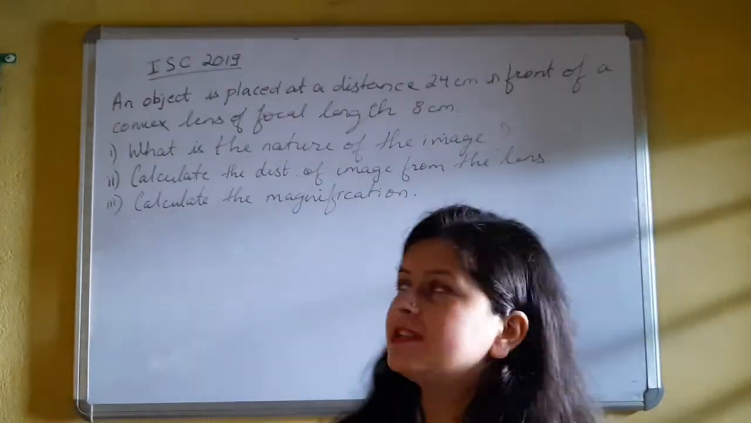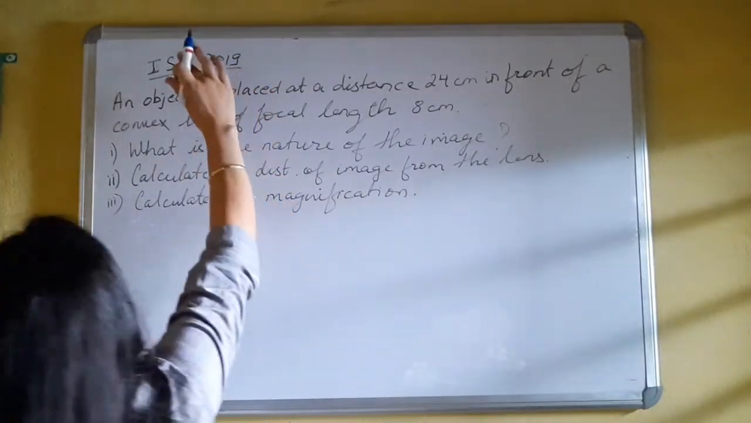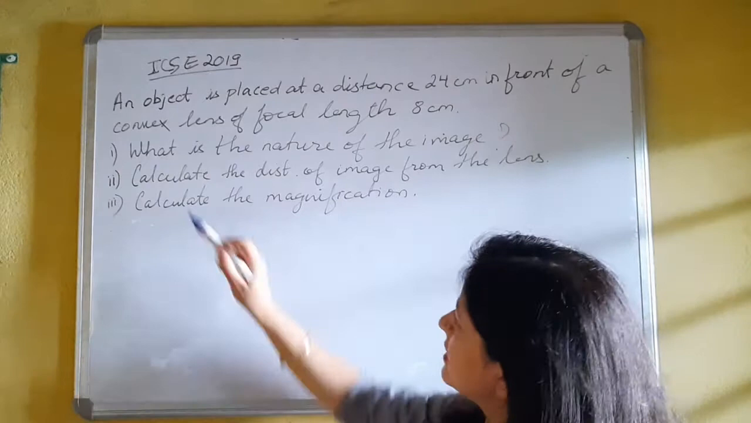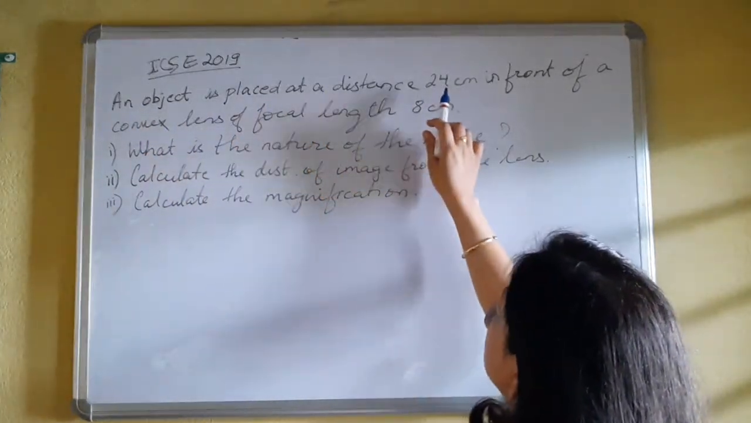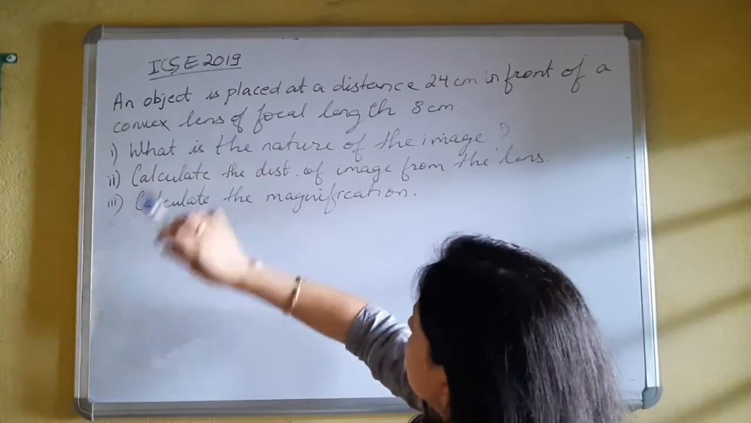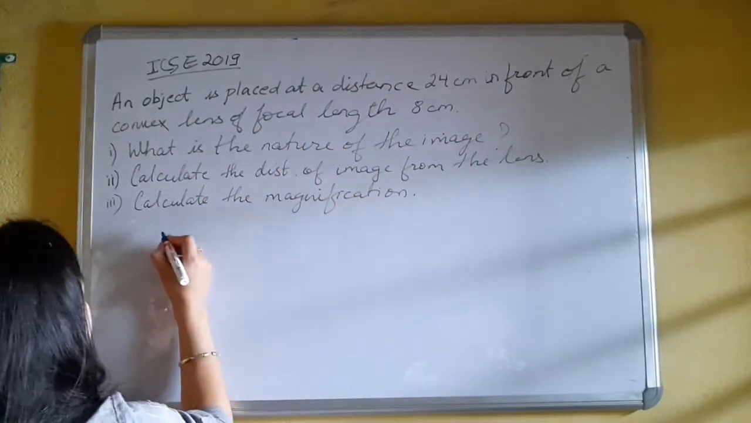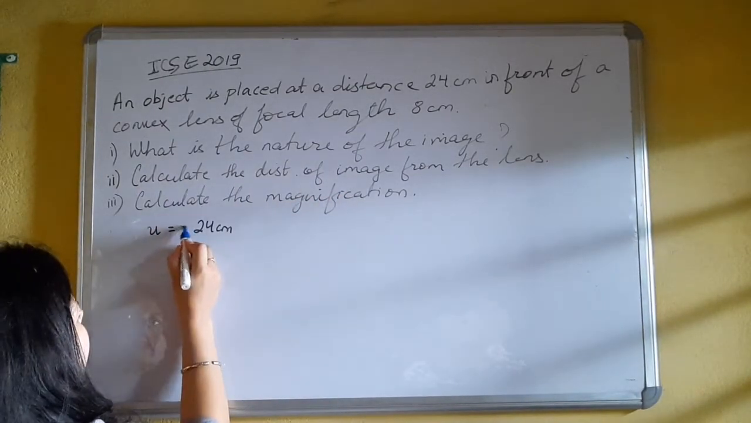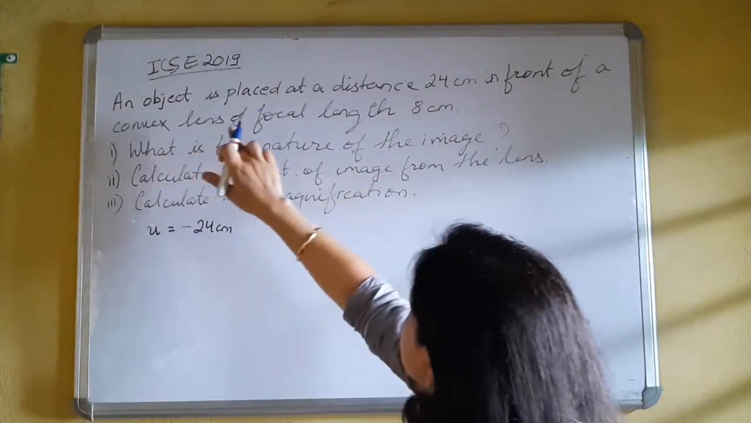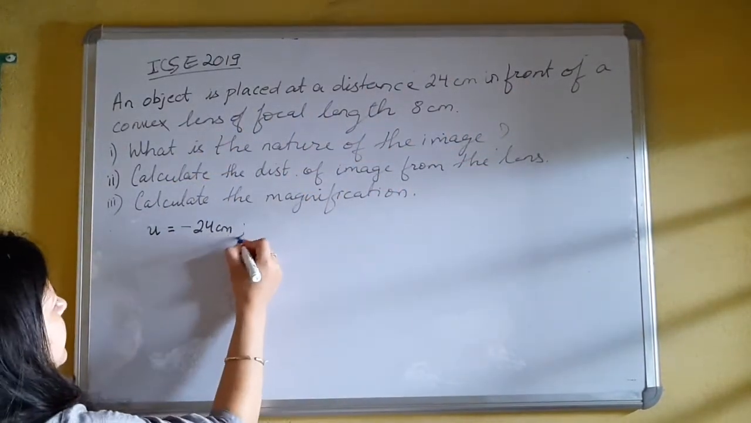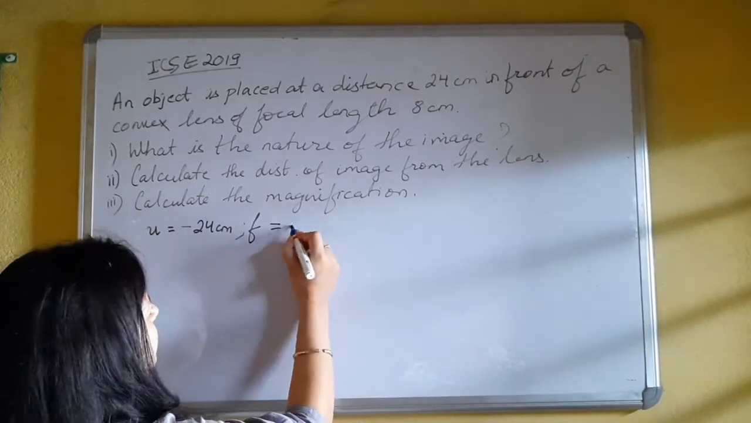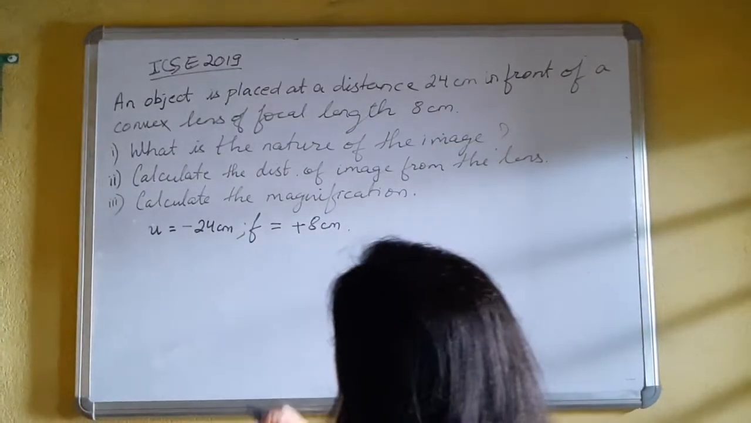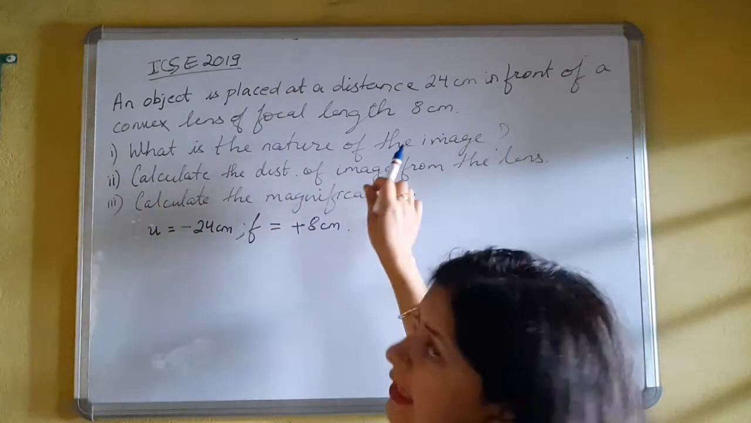Alright, now let us proceed to solve the question that was asked in ICSE 2019. The question reads, an object is placed at a distance 24 cm in front of a convex lens. So your object distance u is equal to 24 cm, but it is in front, that means you have to put a negative sign, okay, of a convex lens of focal length 8 cm. So no need to worry here, it is a convex lens, so directly you can put plus 8 cm, okay.